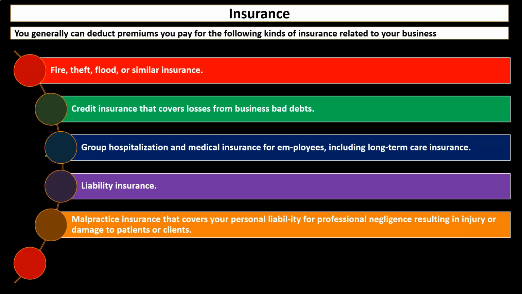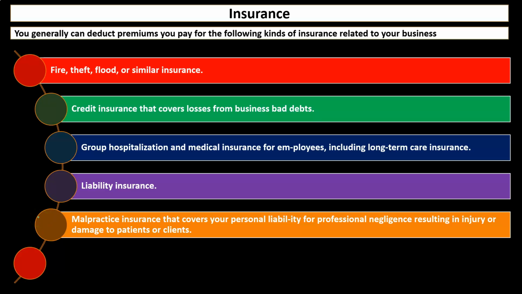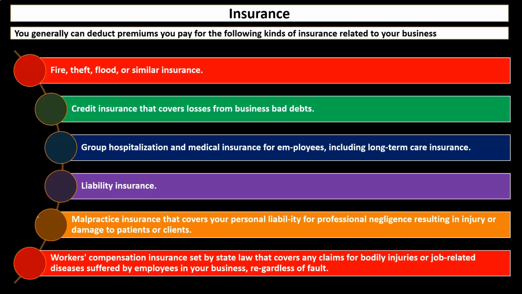Liability insurance, that's the obvious one, or most obvious in my opinion. Obviously, liability insurance is an ordinary and necessary type of expense for the business because it's for the business. Therefore, you'd think you would deduct that one. So we have malpractice insurance that covers your personal liability for professional negligence resulting in injury or damage to patients or clients. That would make sense that you would need that for the business, ordinary, necessary, therefore deductible.